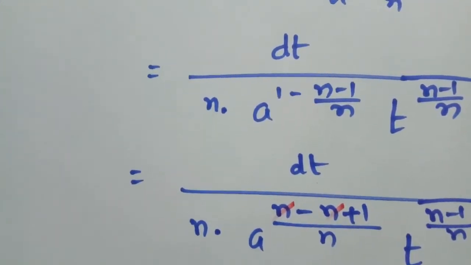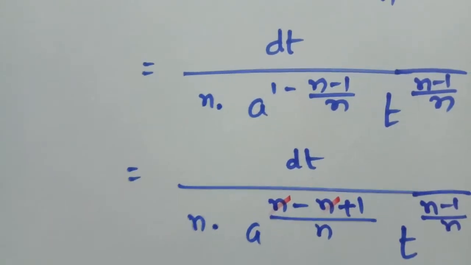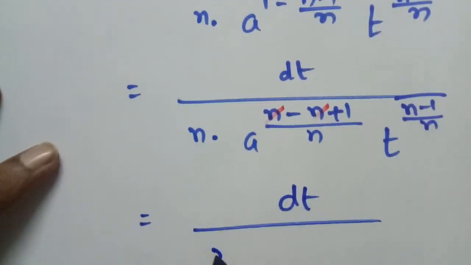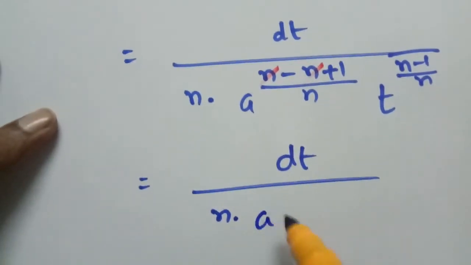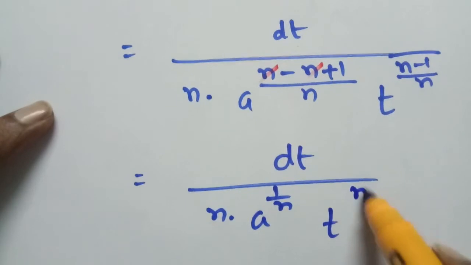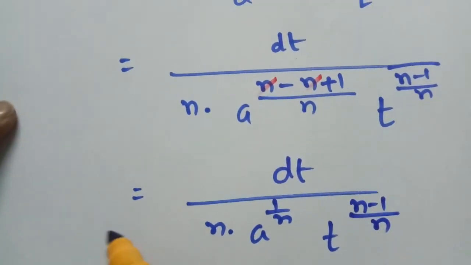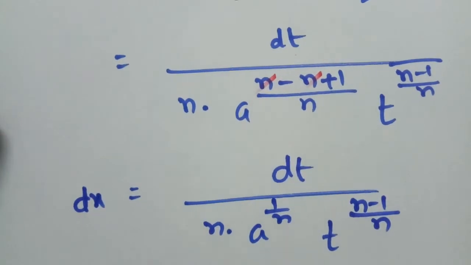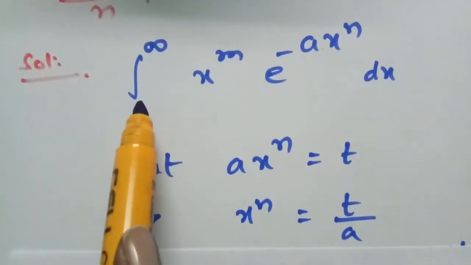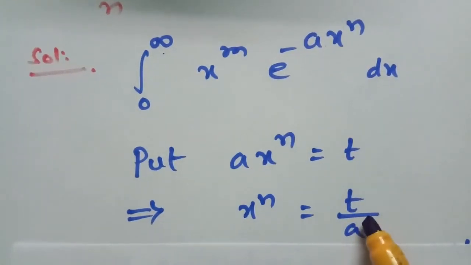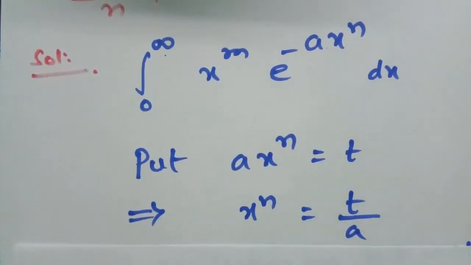Therefore, a to the power of 1 by n. This is equal to n into a to the power of 1 by n into t to the power of n minus 1 by n dx. And what about the limits? The limits of x, lower limit is 0, upper limit is infinity, and here t is equal to a into x power n.